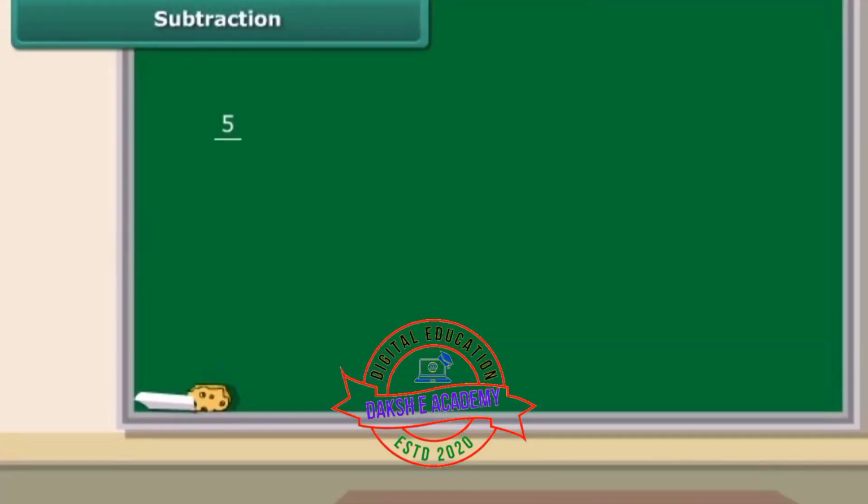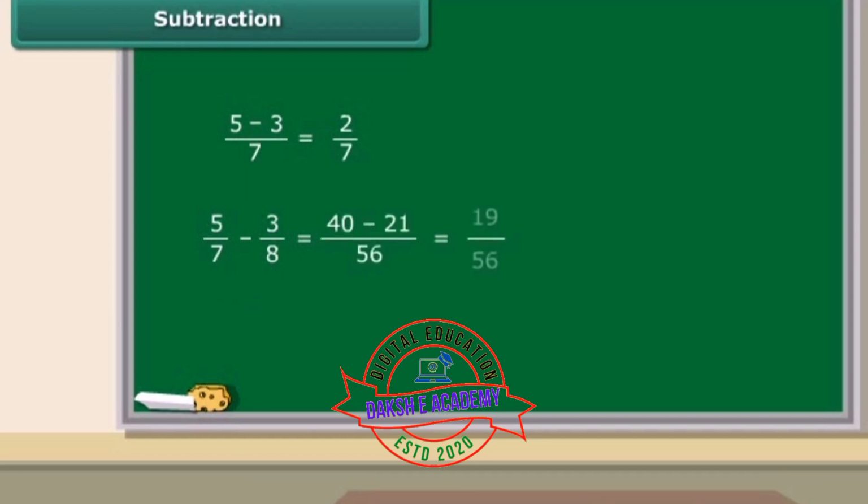Like addition, when the denominators are the same, we just subtract the numerators and keep the denominator the same. And if the denominators are not the same, we find the LCM of the denominators, then we find the equivalent rational numbers of the given rational numbers with this LCM as the denominator. Then subtract the two rational numbers.